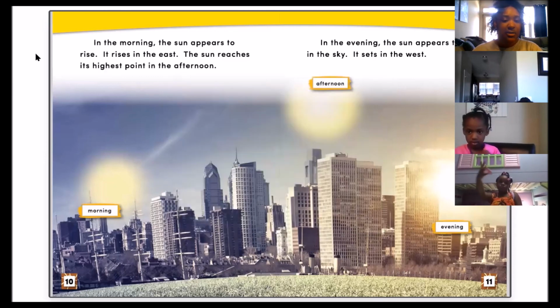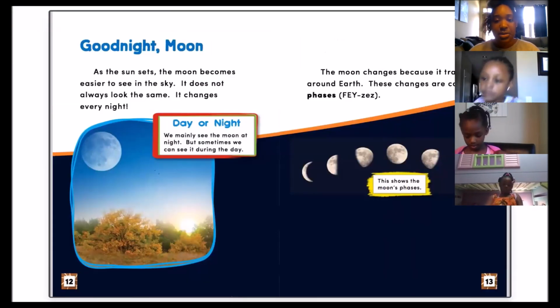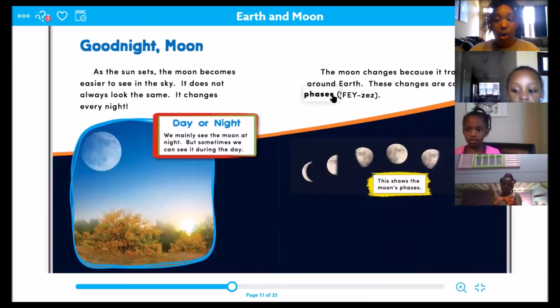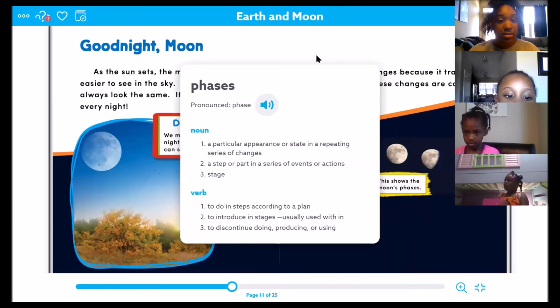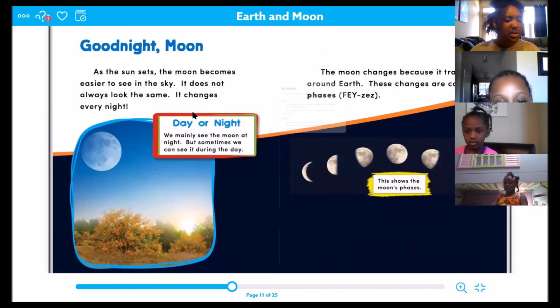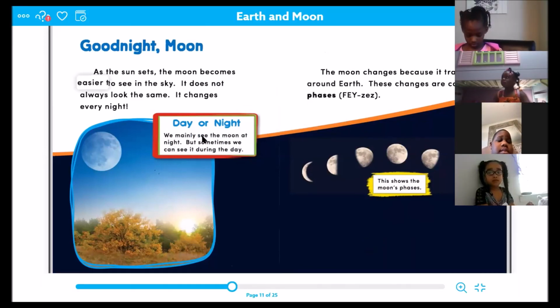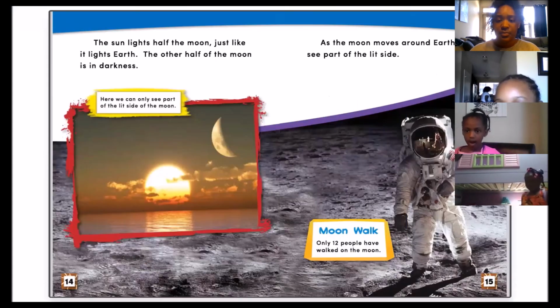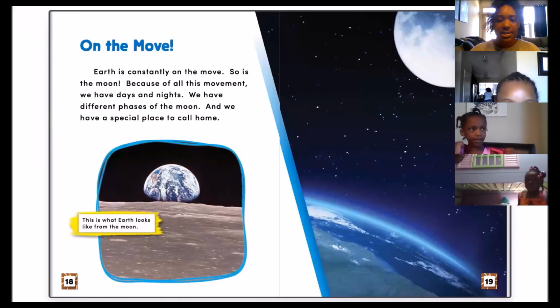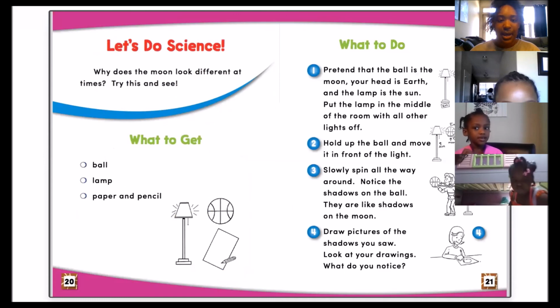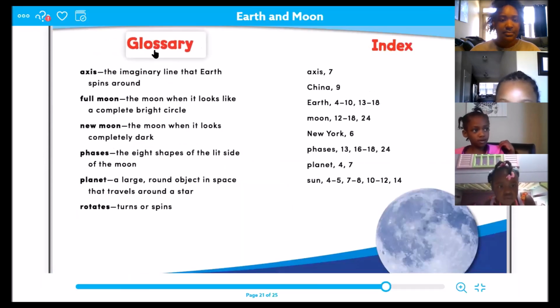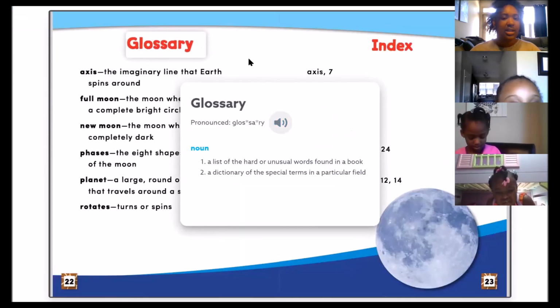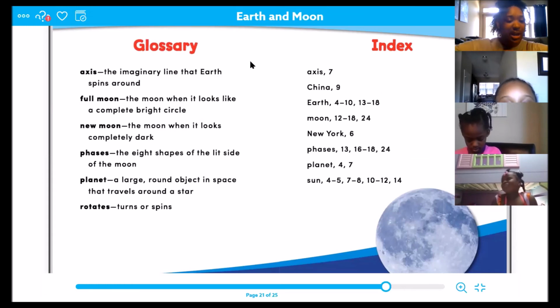All right, so yes, there are labels here. We have captions in this book. We have bold words. Phase. That's good that we don't really know. That's probably why it's bold. All right, let's get to the back. Let's see what's in the back. Glossary. Anybody remember what a glossary is?